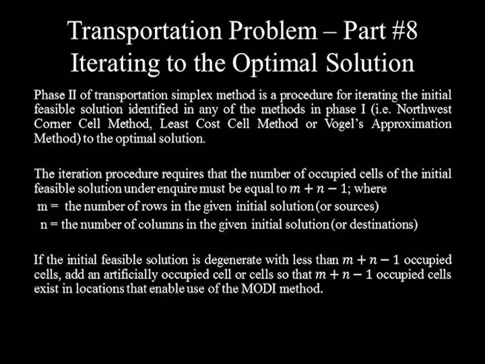For the iteration procedure to continue, the total number of occupied cells in a given initial feasible solution should be 1 less than the sum of the total columns and total rows. If not, we have to add 1 or more artificially occupied cells with 0 assignments. For better exposition of this iteration procedure, let's dive into the steps of iteration.